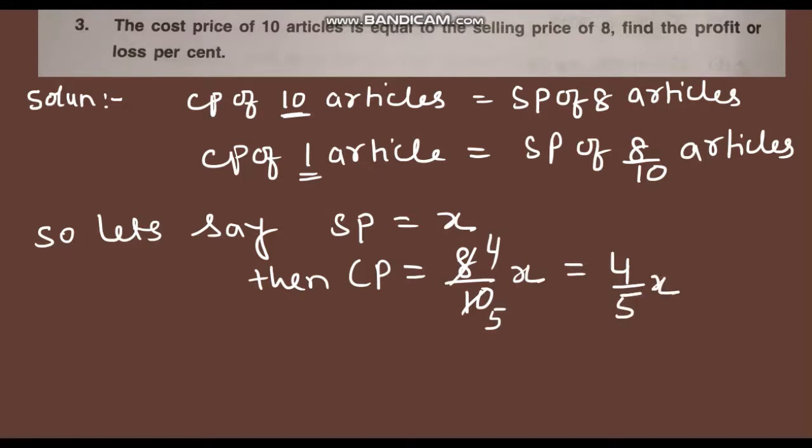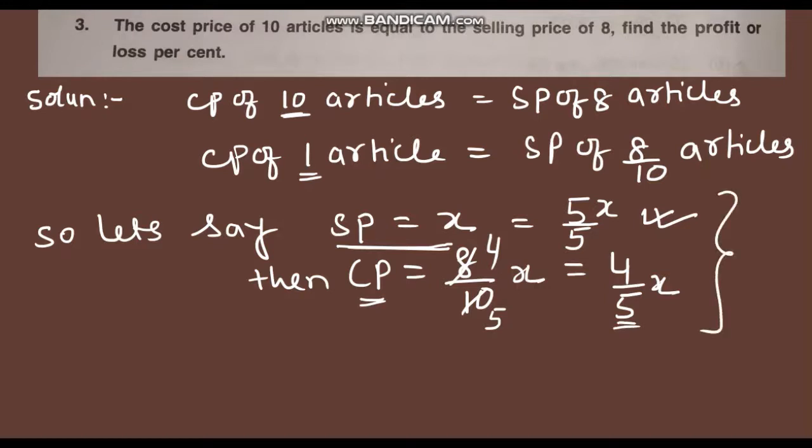Now see children, SP is equal to x. This you can write as 5x by 5. Isn't it? Because x can be written as 5x by 5, because 5 gets cancelled and only x will be remaining. So here it's okay to write 5x by 5. Then CP is equal to 4 by 5 x. From here you can compare and you get SP greater than CP. So here we have profit.